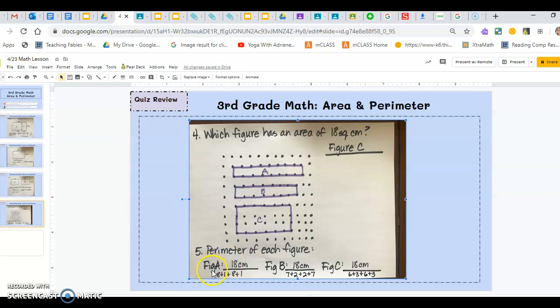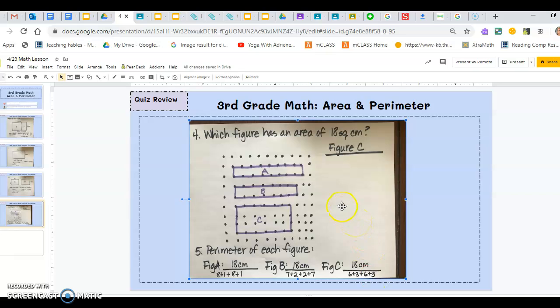Perimeter for each figure. Figure A, I would have labeled it if this were mine. This was 8 plus 1 plus 8 plus 1. I saw many of you write it out like that. I'm so proud of you for doing that. 9 plus 9 is 18, and it's centimeters. Figure B, this was actually 7. This should have been 2, 7, 2. That's 18. Figure C, as we discussed, is 6 plus 3 plus 6 plus 3. Perimeter is all the way around. You add up all the sides. So we just added up all the sides.